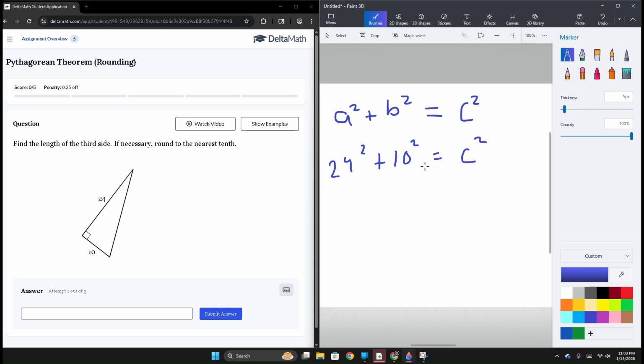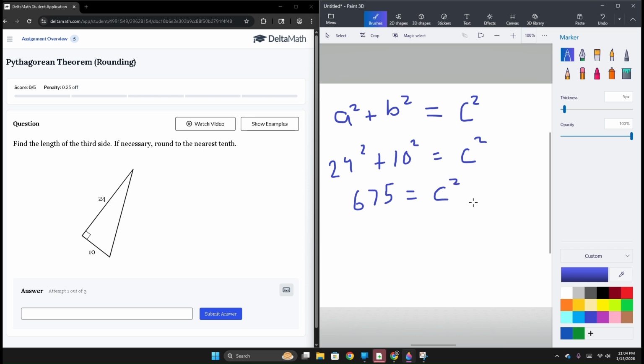Now, if we plug in 24 to the second plus 10 to the second, we can find out what our c to the second is. So when we combine 24 to the second plus 10 to the second, we get a total of 625.